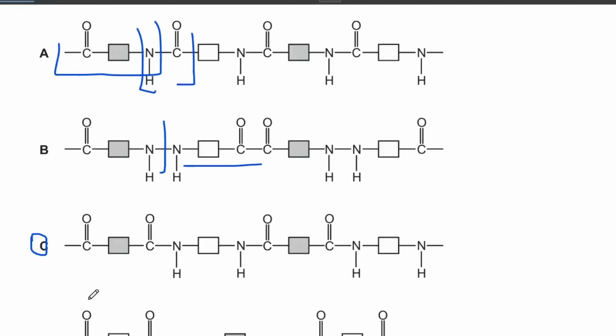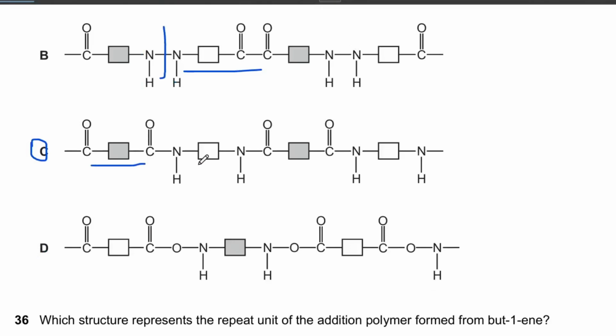Look at option C. We have dicarboxylic acid, diamine, dicarboxylic acid, diamine. If you look at the linkage, it's an amide link. Then if you look at D, it's dicarboxylic acid here, but then we have this, what is doing here wrong. Polyamides are made from dicarboxylic acid and diamine. So the correct structure is C.